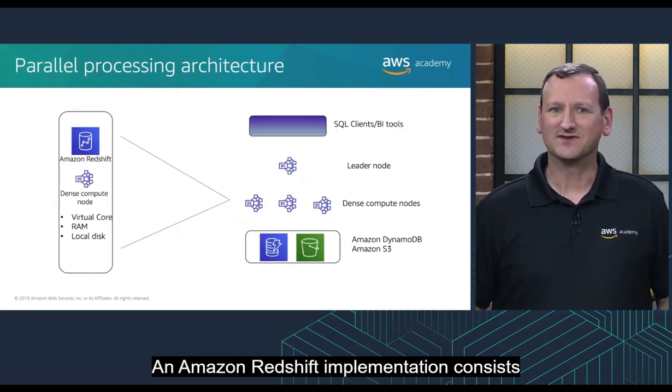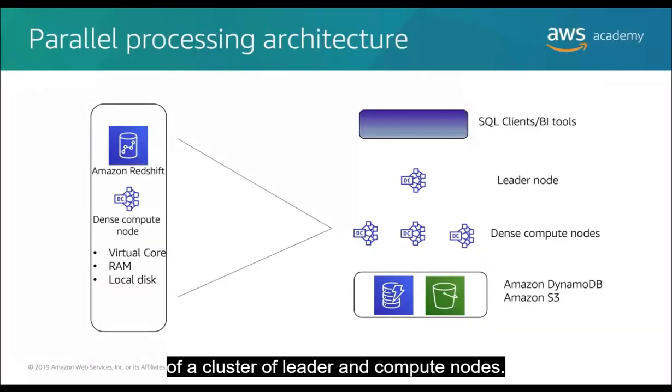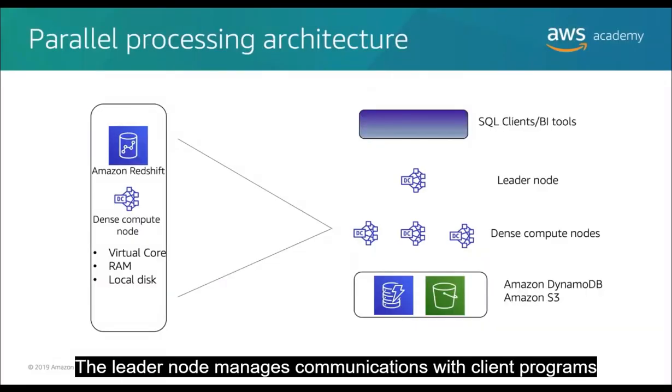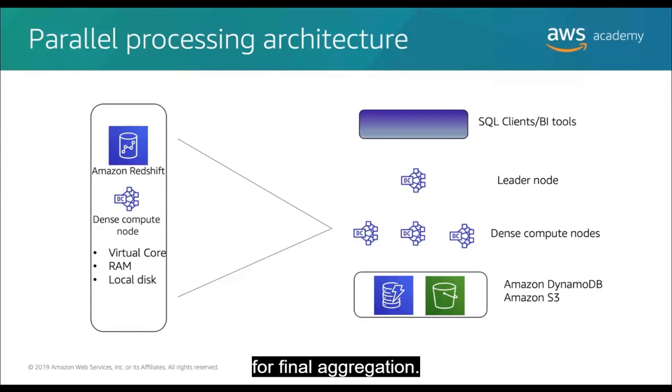An Amazon Redshift implementation consists of a cluster of leader and compute nodes. The leader node manages communications with client programs and all communication with the compute nodes. It parses and develops plans to perform the series of steps needed to obtain results from complex queries. The leader node compiles code for individual elements of the plan and assigns the code to individual compute nodes. The compute nodes run the compiled code and send intermediate results back to the leader node for final aggregation.